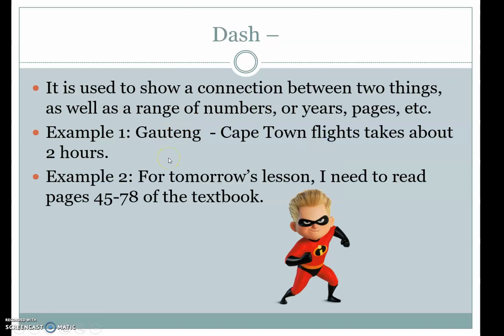Now moving on to the dash. So the dash is used to show a connection between two things as well as a range of numbers or years, pages, etc. Example 1, Gauteng, then dash, Cape Town. So that will be read as Gauteng to Cape Town flights. Ooh, your teacher is going crazy. Gauteng to Cape Town flights takes about 2 hours. Okay, so that is a connection between Gauteng and Cape Town.